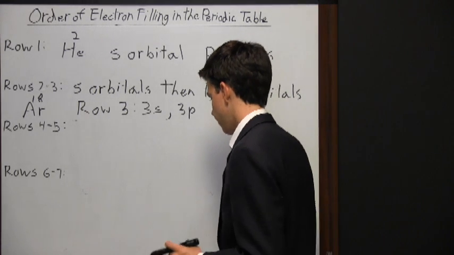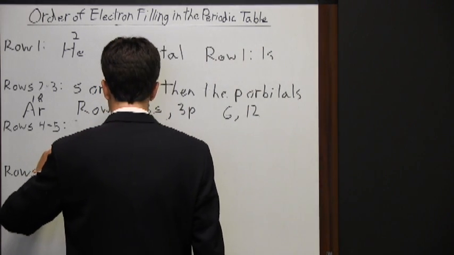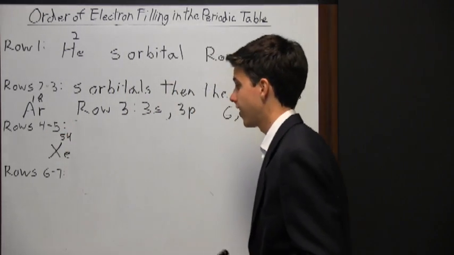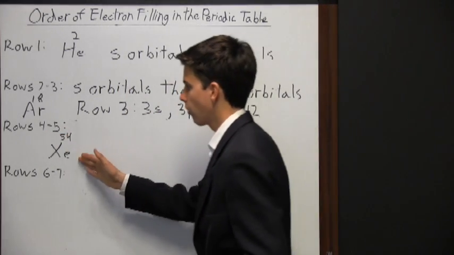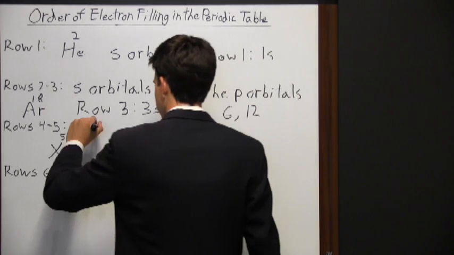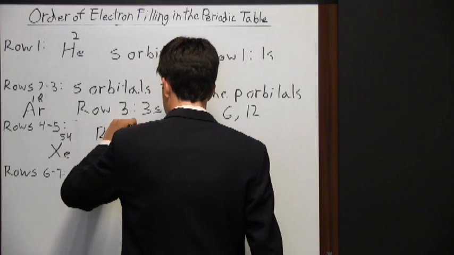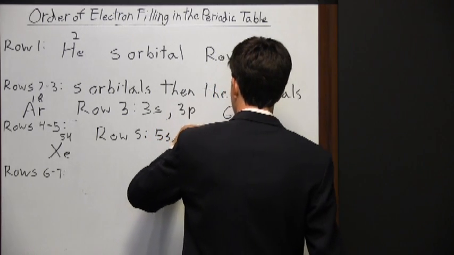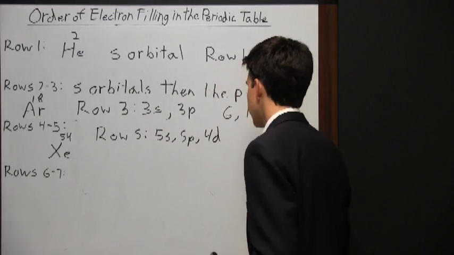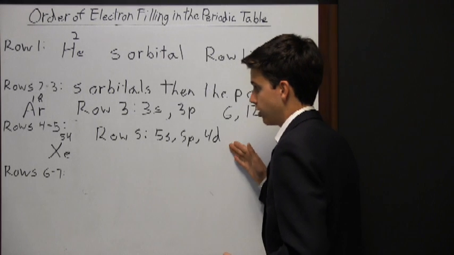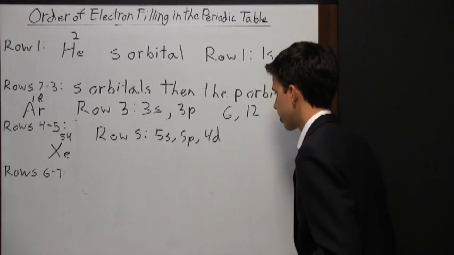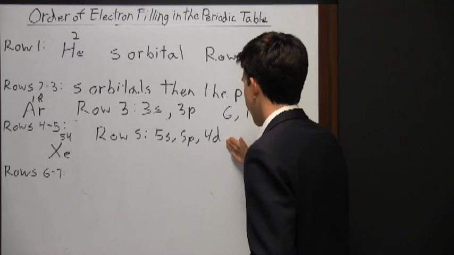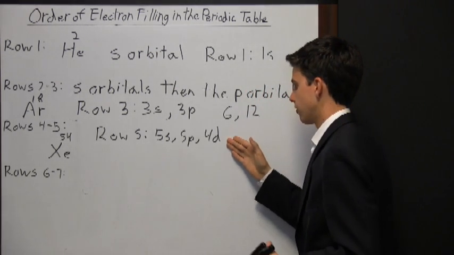Now when we get to rows 4 and 5, we come across an element called xenon, which looks like that and has an atomic number of 54, which is a lot of electrons. And xenon is all the way to the right of row 5. So we could write row 5 like this: 5s, 5p, 4d. Now, the d orbital does not come into existence until energy level 3. And there are 5 d orbitals at each energy level it exists.